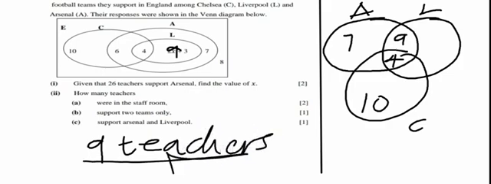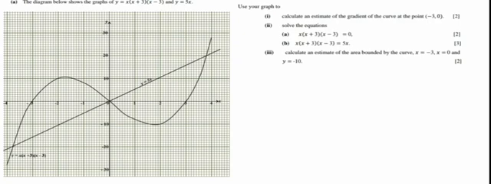Then let's move on to the next one. So the next one is from cubic function. It is saying the diagram below shows the graph of y is equal to x(x + 3)(x - 3), and y is equal to 5x.